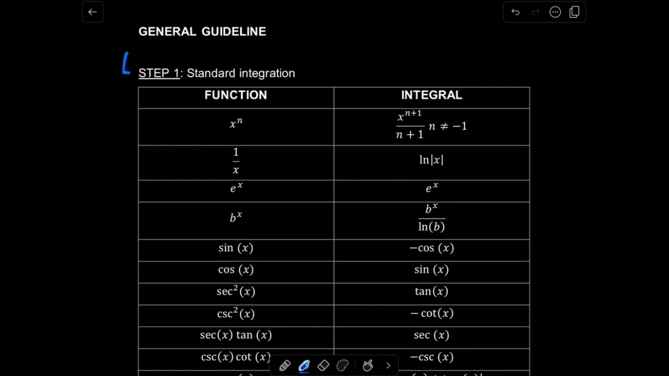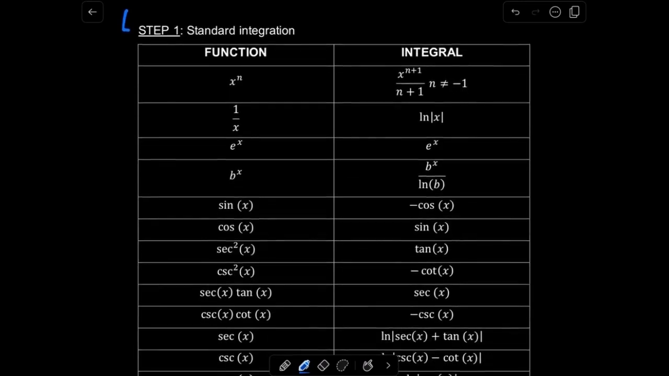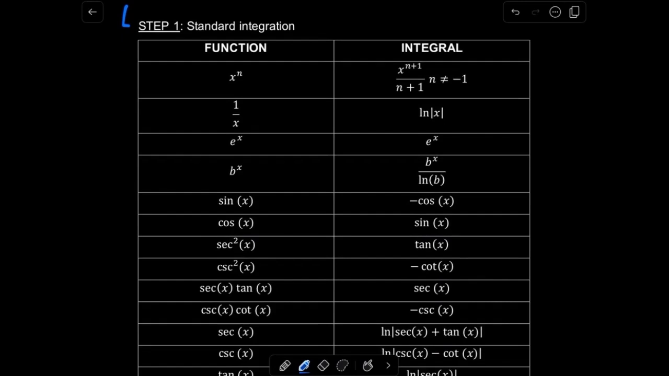So I've created a table of all these standard functions and their integrals, and I suggest that you learn all of these. So for example, if you're integrating x to the power n, there's the integral. And just note it's when n is not equal to -1. If you have 1 over x, the integral is the natural logarithm of the absolute value of x, and so on. E to the x integral is e to the x. B to the x, you have b to the x over ln b, and so on. These are all your standard integrals. So if you had to integrate something on this side, there's your answer on the right.